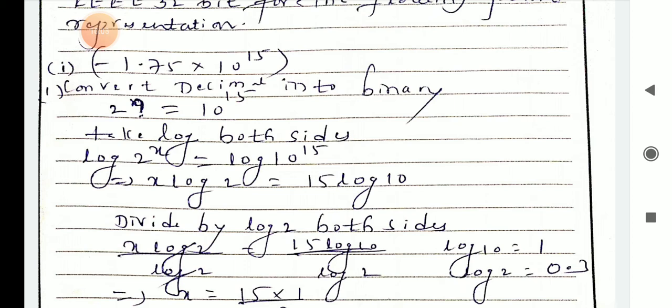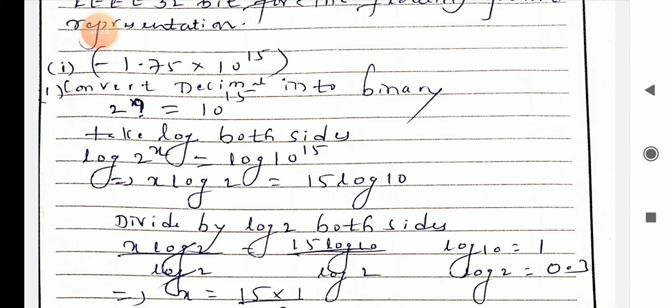Log you have to take on both sides. Log 2 raised to x, so whatever that question mark is there, you take one variable, that is x, is equal to log 10 raised to 15. I'm not going to change any values, I'm just considering one variable, that is x, because I want to compare with that 15. So then solve this one.